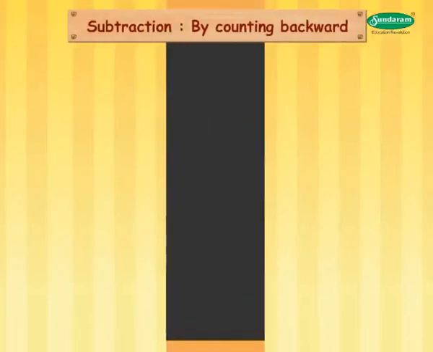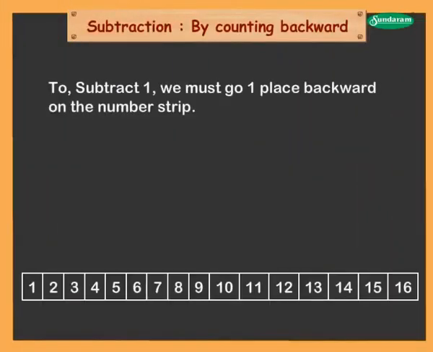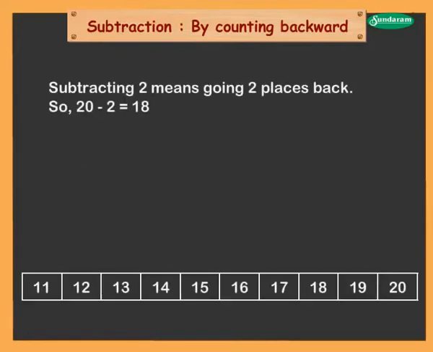Subtraction. To subtract 1, we must go one place backward on the number strip. Subtracting 2 means going 2 places back. So, 20 minus 2 equals 18.